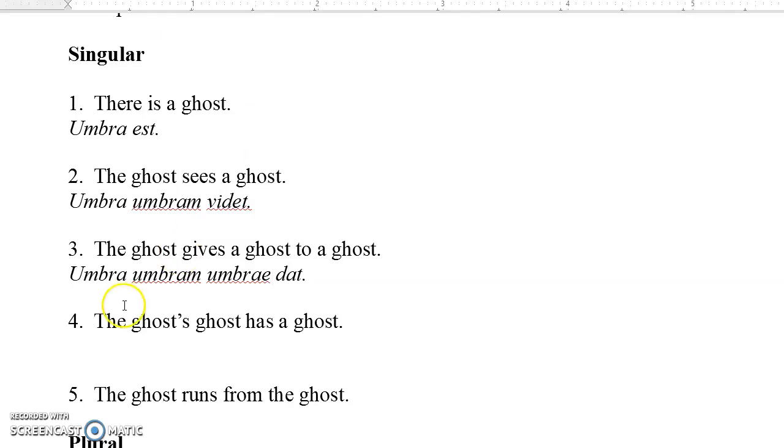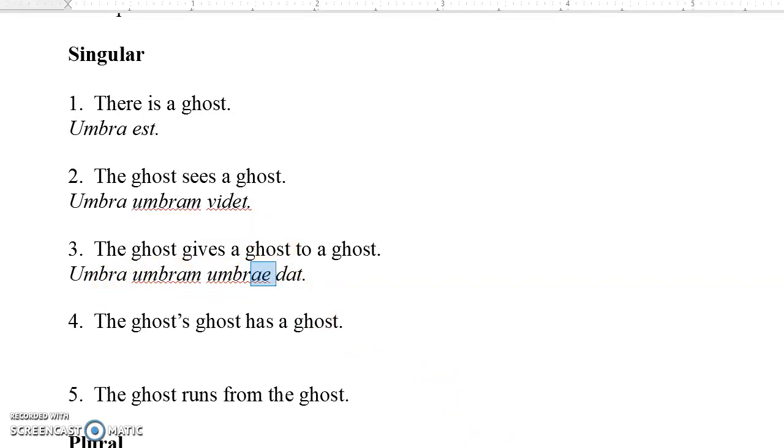So this one right here, you can see the ghost gives a ghost, that's the direct object, and then to a ghost. And so to a ghost, that is what we call the indirect object in English, basically to or for whom something is done. So if you're giving flowers to your mother, the mother is the indirect object. So look at these endings here. We have a, am, and ae, and then dat just means to give, right?